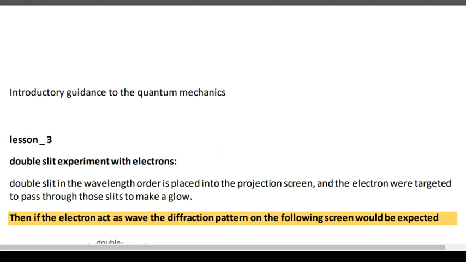So, briefly, this experiment is used to prove that the nature of the electron is wave nature, and not a particle nature, or to prove the wave-particle nature of the electron.